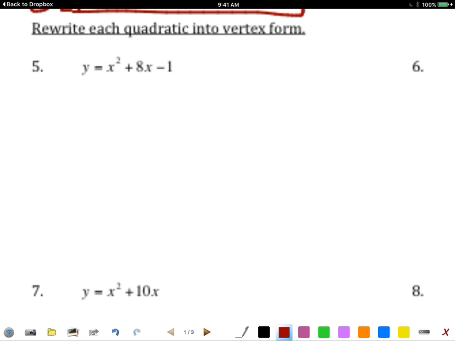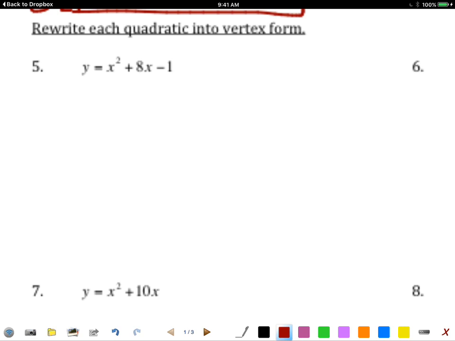Why might it be beneficial to change the standard form into vertex form? Hannah. Because then we can see where the vertex is already. Exactly, because if we could convert this to vertex form, then without having to do the little negative b over 2a and making a table, we can see the vertex right away, can't we?